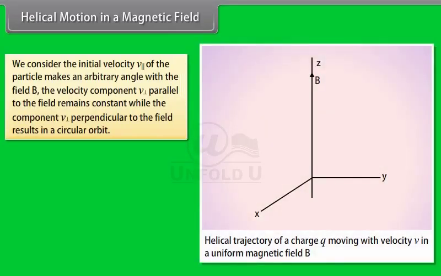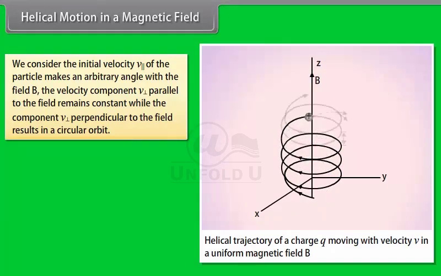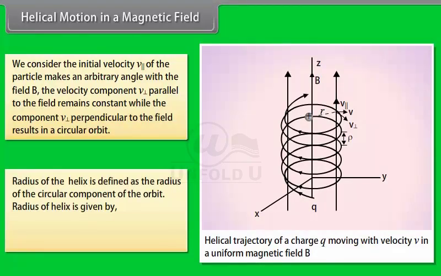Helical motion in a magnetic field. We consider the initial velocity v of the particle that makes an arbitrary angle with the field B. The velocity component parallel to the field remains constant, while the component perpendicular to the field results in a circular orbit. Radius of the helix is defined as the radius of the circular component of the orbit. Radius of helix is given by m times the perpendicular component of velocity divided by qB.